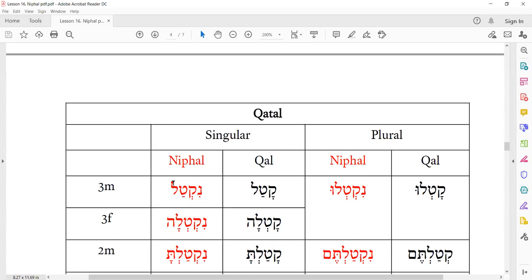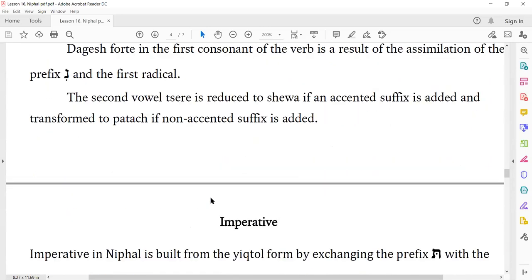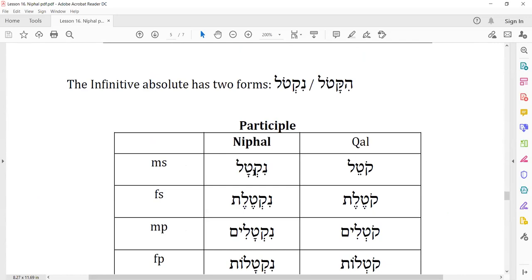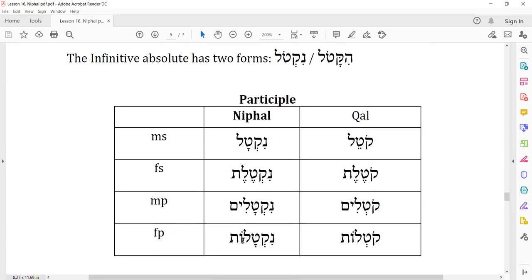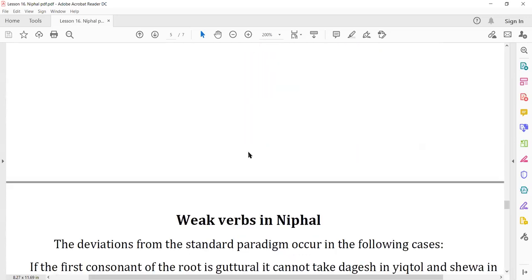So this is a katal, third masculine singular. And this is the participle, niktal. Okay. And niktalet, the feminine. And niktalim is masculine plural. And niktalot is a feminine plural. So the plural forms of the participle are easy to identify because this is the verb with im or ot. It could be only the participle. The feminine form is also easy to identify. And here, just pay attention that the difference is only in this vowel, kametz or patach.